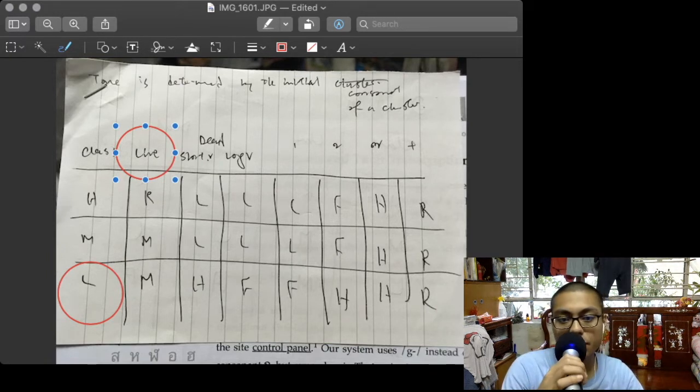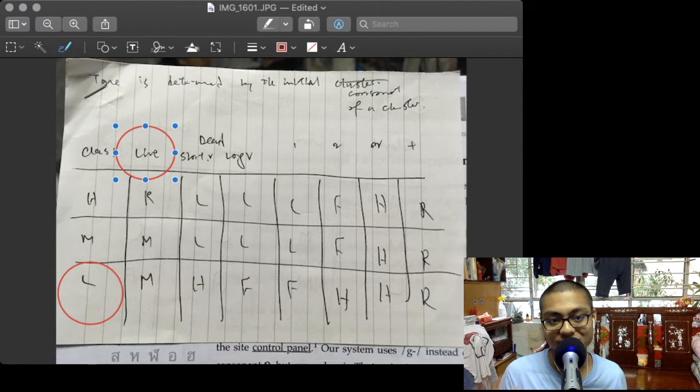So that means if we have a consonant, and the ending consonant gives you the dead ending, then you need to find out whether the vowel in this syllable is short or long. If it is short plus dead ending, we have a particular column of tone rules. If it is a long vowel plus dead ending, we have another column of tone rules.